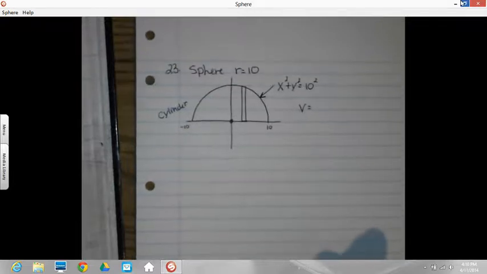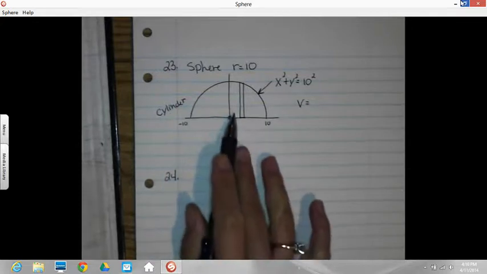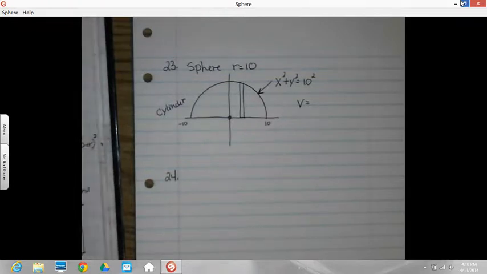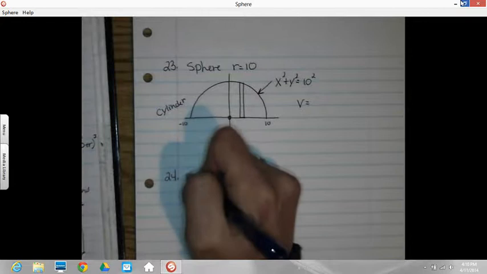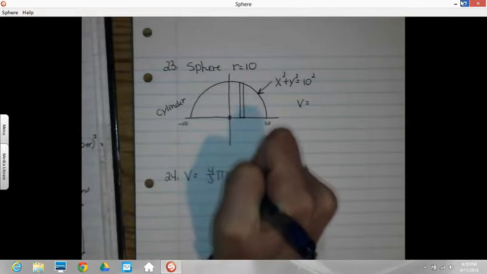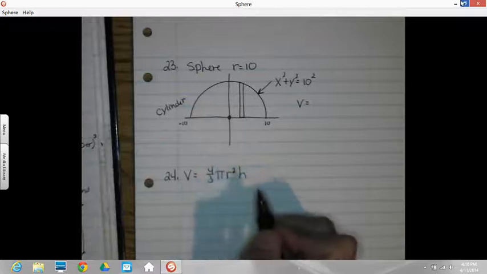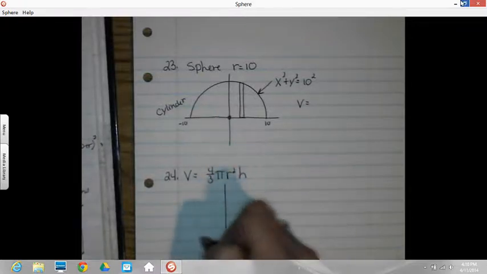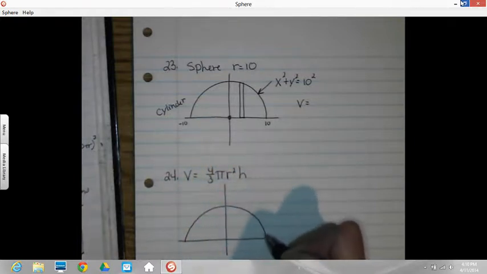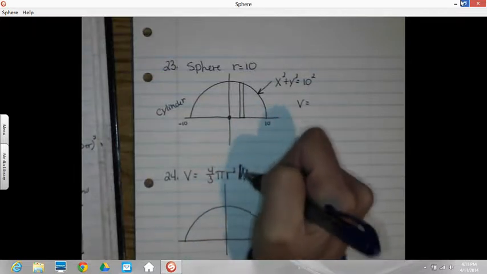Okay, and then the last one from the book is 24, and it's a lot like this one. It's just going to be the general case. Here we did it specifically for a radius of 10. Now you're going to come up with the formula. Your final answer when you're done with 24 should be 4/3 pi r cubed. There's no height, that's r cubed. Sorry. This is what you should end up with, because they want us to take that same circular region but this time just of radius r.